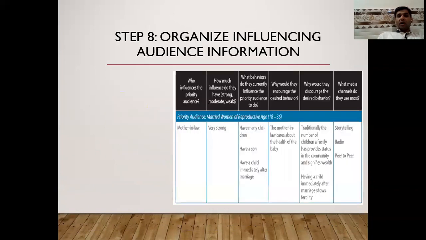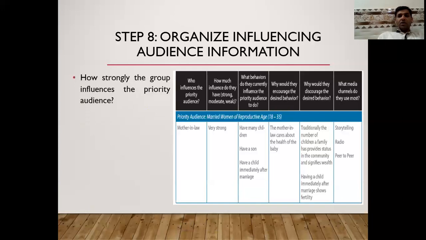Step number 8: organize influencing audience information. Who influences the priority audience? Mother-in-law? How much influence do they have? What behaviors do they currently influence in the priority audience? So all these miscellaneous questions are what you can look at.